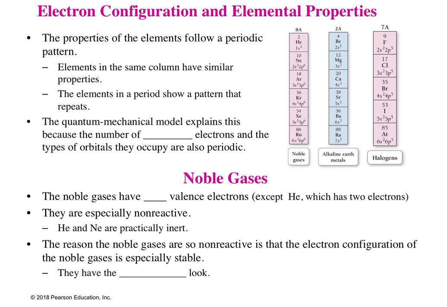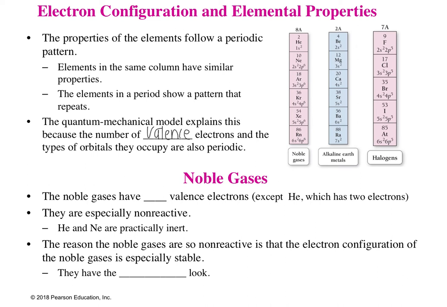Like we said earlier, elements in a certain column or family are going to have similar properties. And so we're going to talk about some of those. And this has to do with the fact that they have the same number of valence electrons as we go down a column.